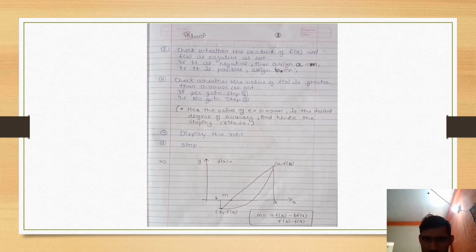And step 7: check whether the value of f of x is greater than 0.001 or not. If yes, then go to step 5. If not, then go to step 8. Step 8: display the value of the root. And step 9 is stop. The diagram of the regular falsi method is shown on the screen.